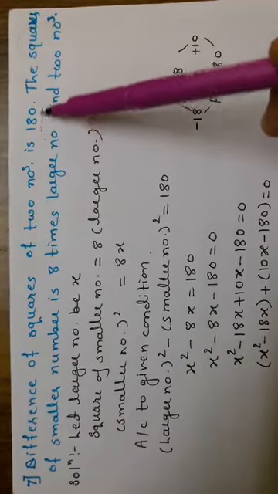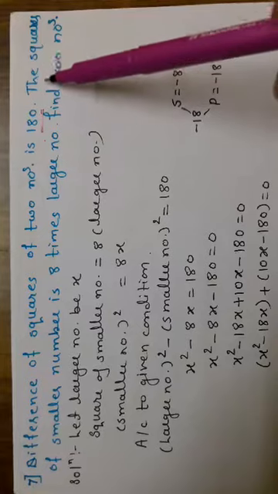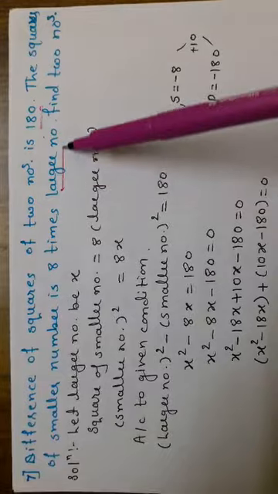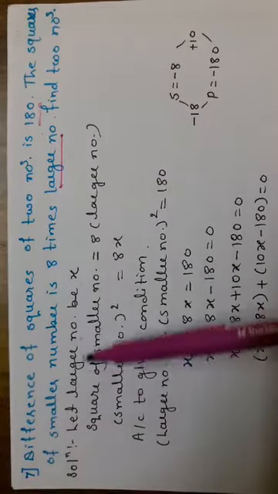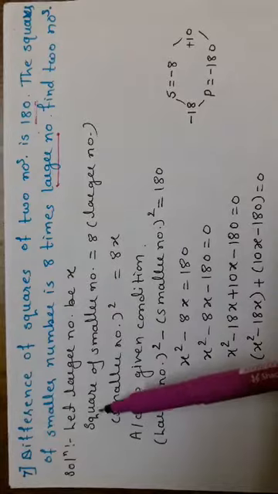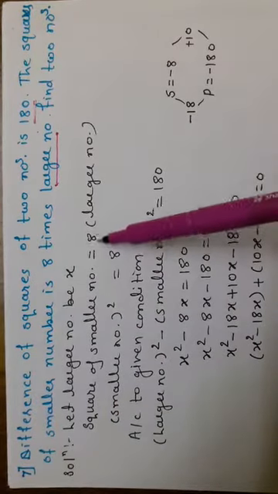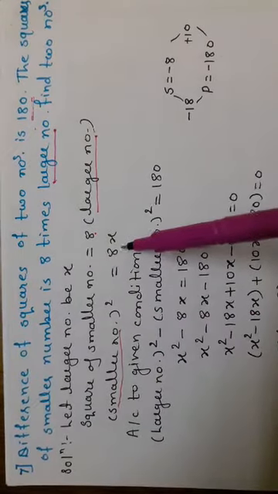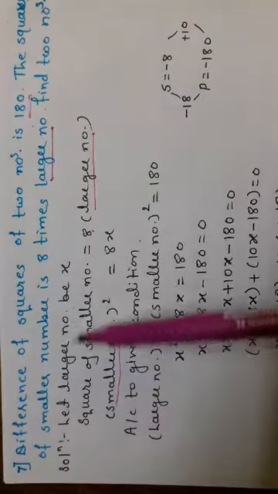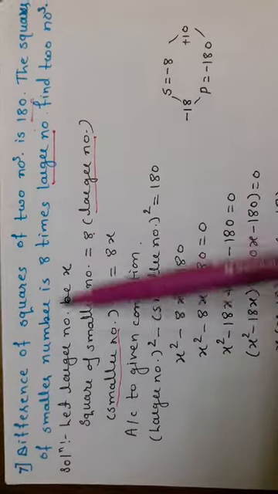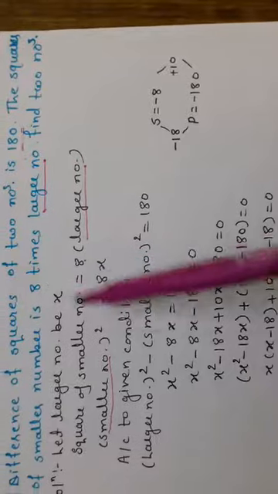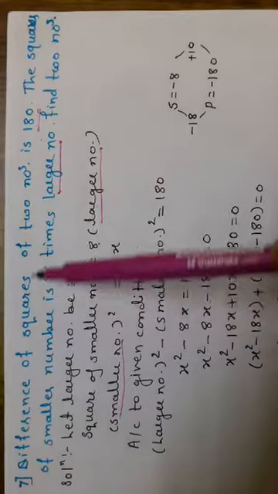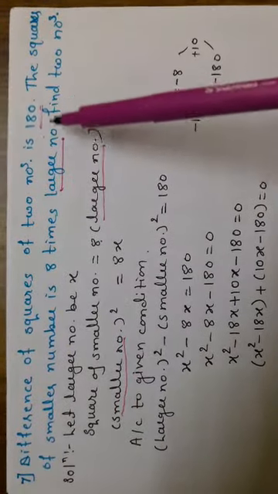They have given that the difference of squares of two numbers is 180, but they haven't given the two numbers clearly. The next condition: the square of the smaller number is 8 times the larger number. Here we have to consider, let the larger number be x. So the square of the smaller number is 8 times the larger number, which means we will get 8x. And the larger number we considered as x, so what is the square of the larger number? x square.